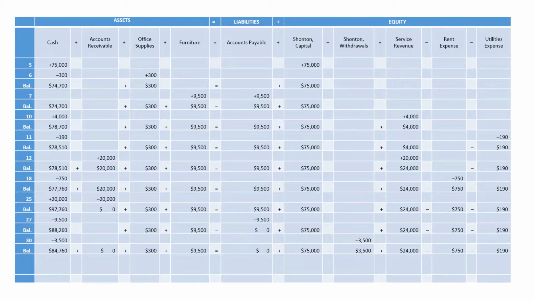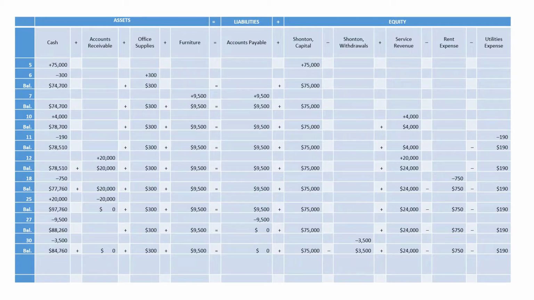Now we'll update our balances. Cash hasn't changed, so it's the same amount. Office supplies hasn't changed. But now furniture is at $9,500. On the other side, accounts payable now has a balance of $9,500, and capital remains the same. So at any point, you could take those balances, add the assets up, and then complete the computation on the other side for the liabilities and equity, and they should equal.